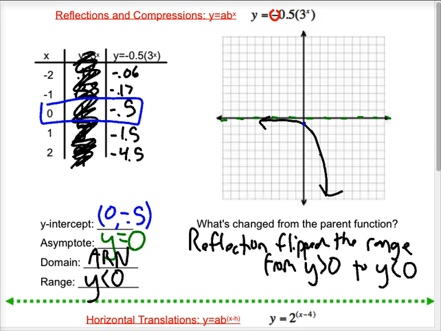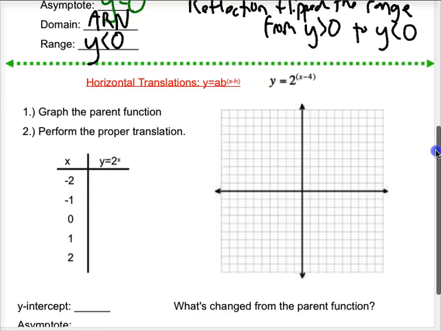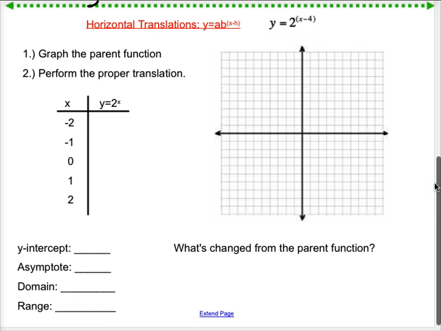All right. So let's keep moving forward. Our next one, horizontal translations.